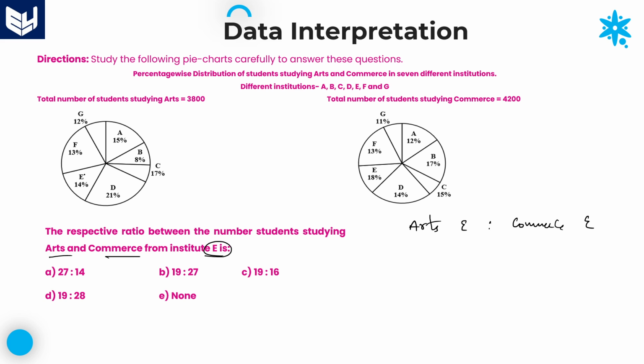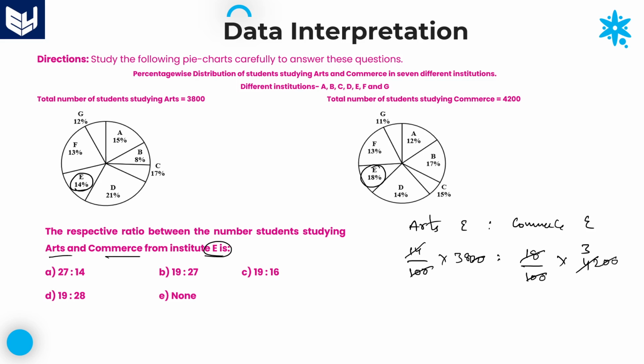First, Institute E, Arts. That is 14%. 14% of the total value is 3800. And next, Commerce Institute E, 18%. 18% of the total value is 4200. Now, if you observe carefully, two zeros cancel. And then 14 ones are 14, three times 14 is 42.